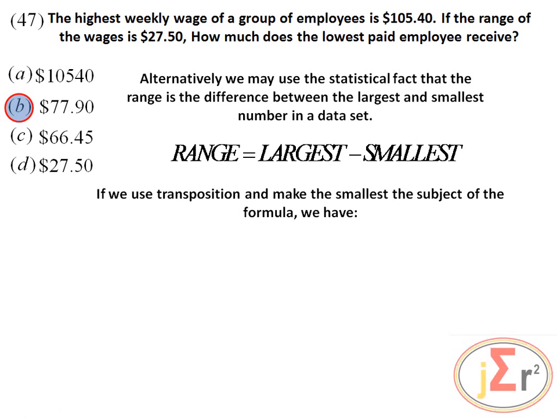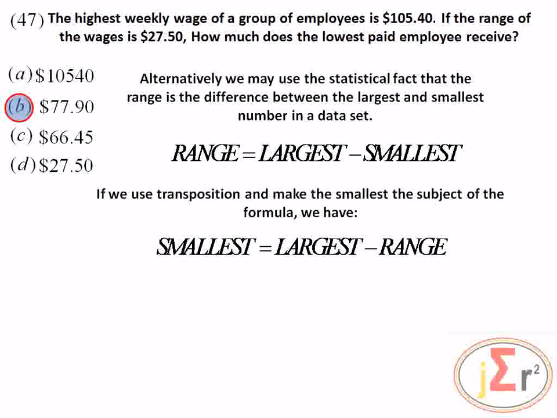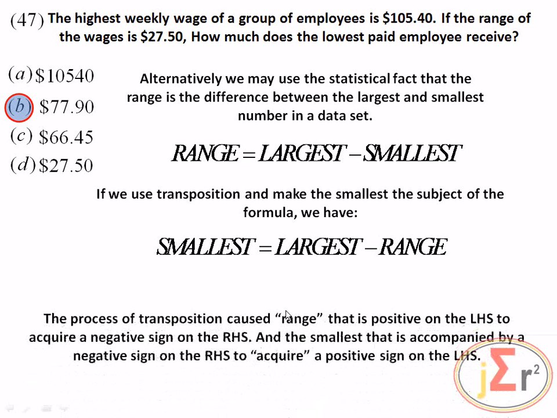Consequently, by making a substitution, we may arrive at the smallest wage. So the smallest is equal to the largest minus the range by transposition. The process of transposition used: range that is positive on the left hand side, when we transpose, we will have it negative on the right hand side, and the smallest that we have here that is negative on the right hand side will be positive on the left hand side.